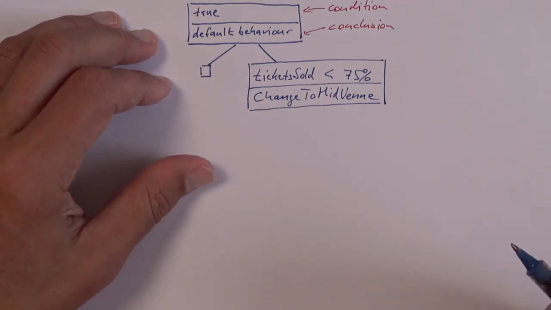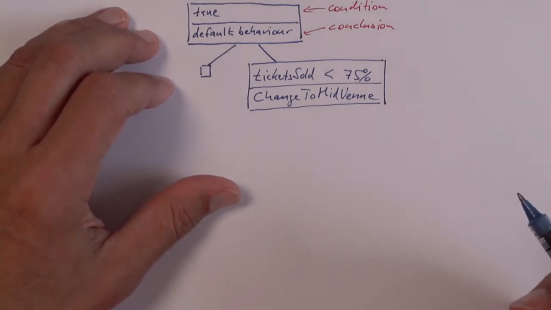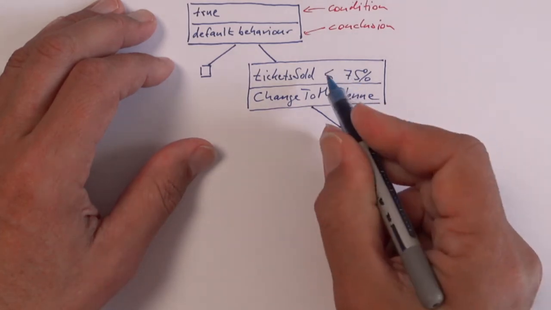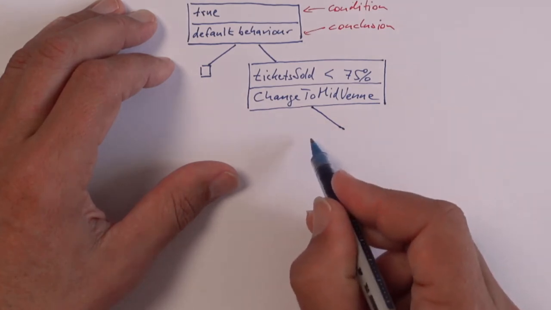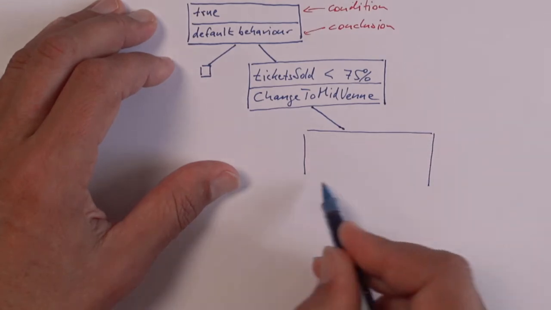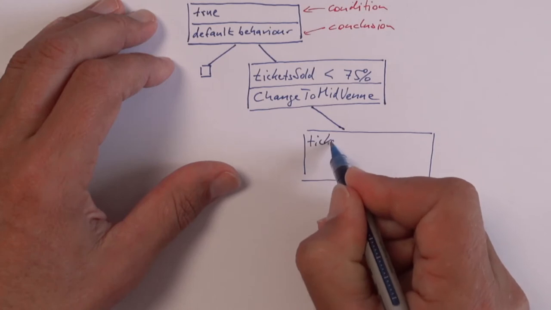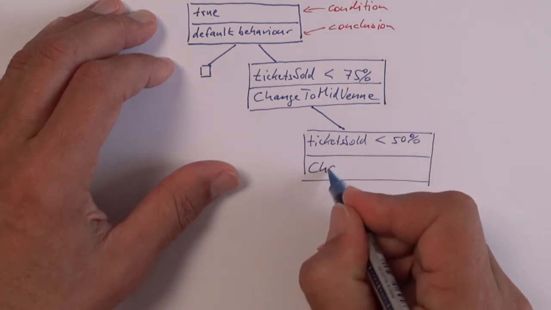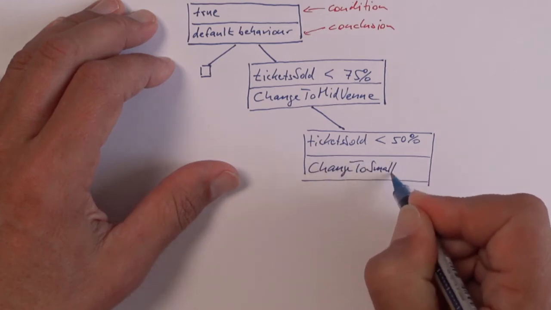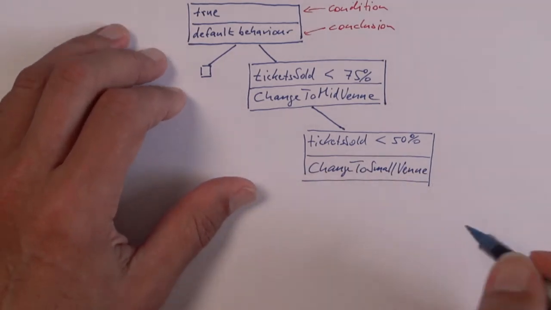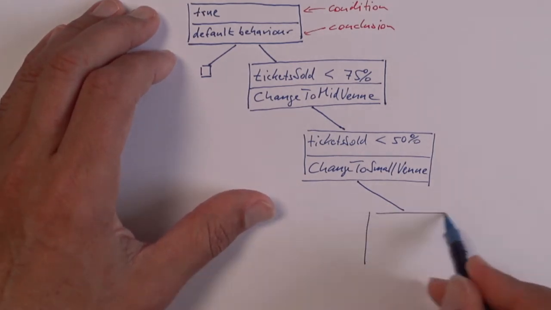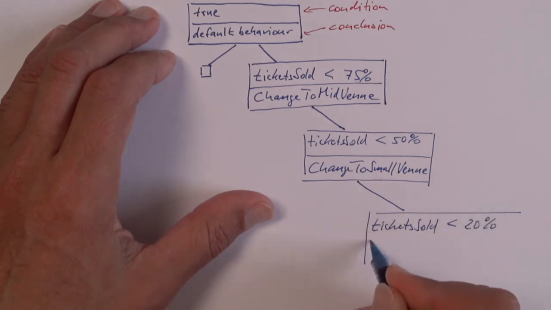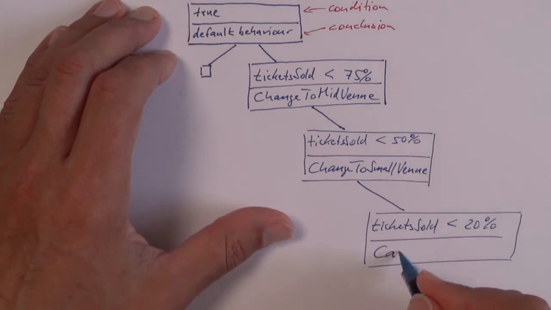And then let's say if it's even worse and we have sold less than 50% of the tickets, we want to change to a small venue. So again, if this is true and if it's less than 75%, and if it's less than 50% tickets sold, we change to small venue. And if it's less than 20%, we cancel the show.